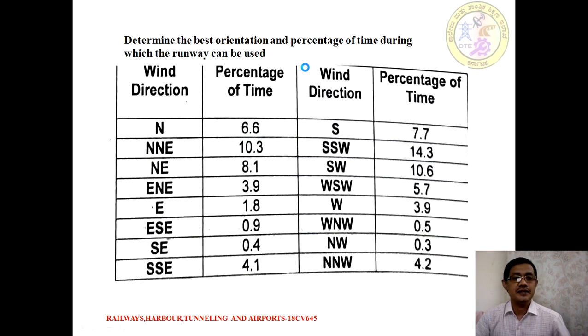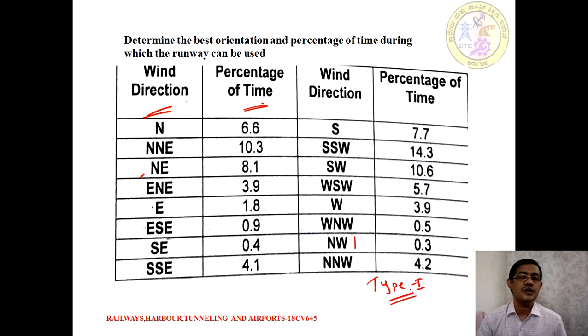To understand type 1 better, the statement and numerical problem will be like this. Determine the best orientation and the percentage of time during which the runway can be used. In this numerical problem, we are given the wind direction and the total percentage of time, that is, only direction and duration are given. So it means it is type 1 of the Windrose.